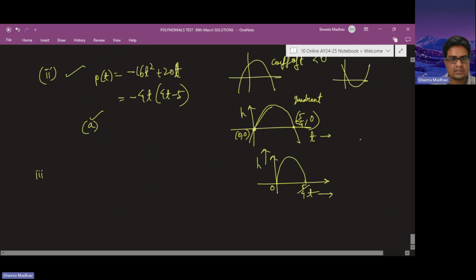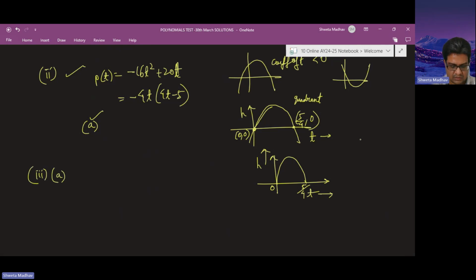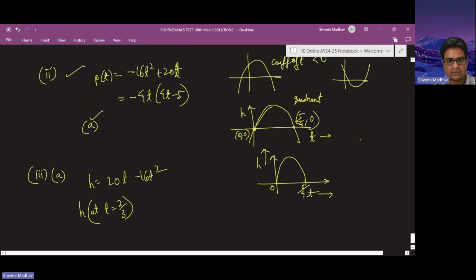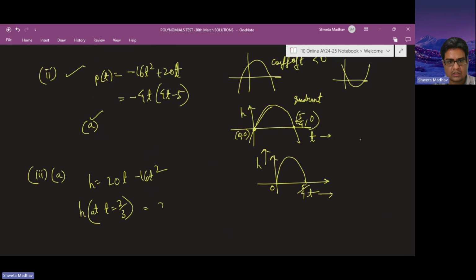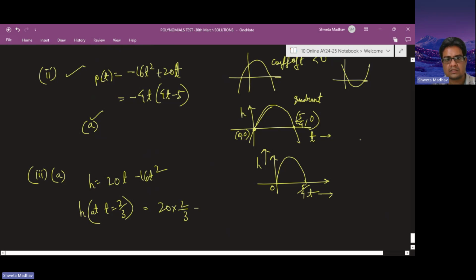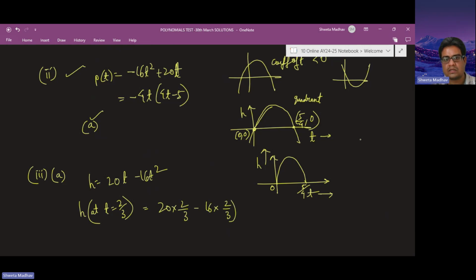And then in part 3A, it has been asked: what would be the value of h at t equal to 2 by 3? The height h is given as 20t minus 16t square. So the value of h at t equal to 2 by 3 we have to find out. That will be equal to 20 into 2 by 3 minus 16 into 2 by 3 whole square.